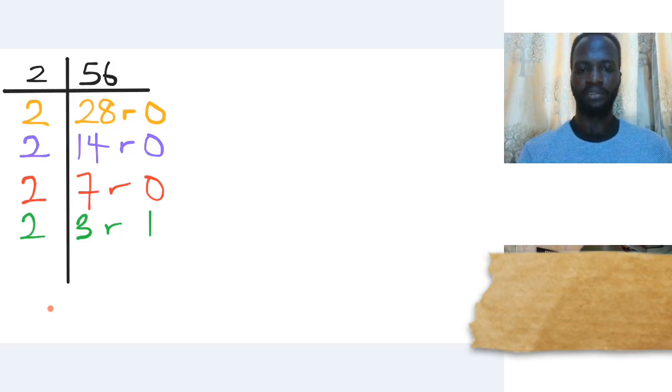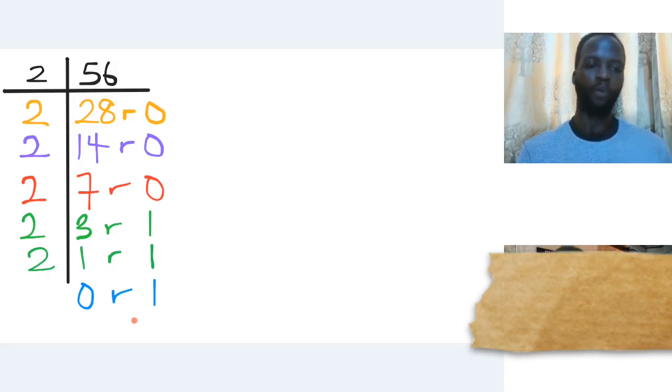2 in 3. Okay, good. That's 1. Remainder 1. What about 2 in 1? 2 in 1 is what? I've not seen any response yet. What is 2 in 1? 2 in 1 is 0. Good, Daniel. It's 0 remainder 1. You can't find 2 in 1. So that's 0 remainder 1.